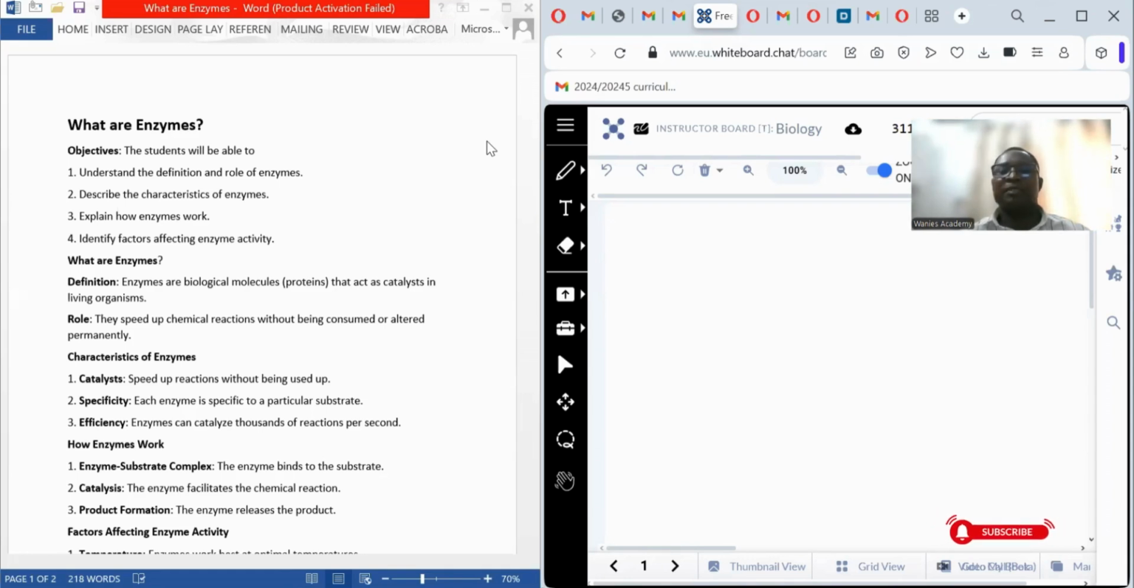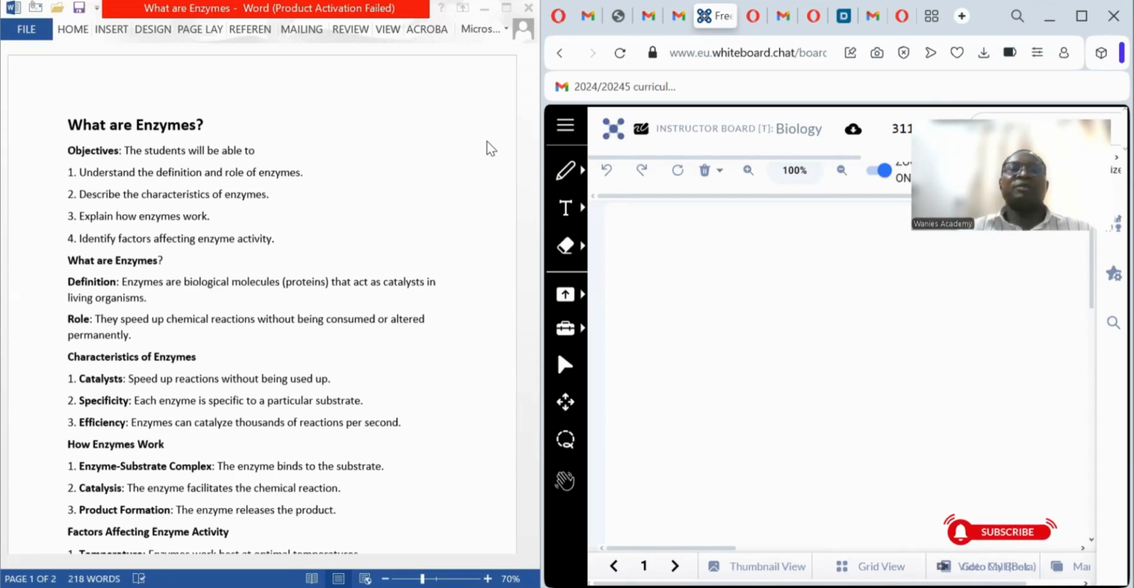Today in our biology class, we shall be looking at the topic enzymes. At the end of the day, we will be able to understand the definition and role of enzymes. We'll be able to describe the characteristics of enzymes, explain how enzymes work, and identify factors affecting enzyme activity.